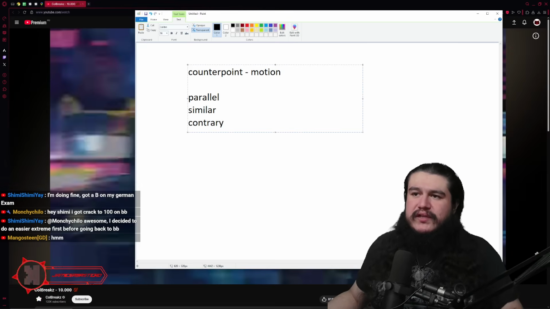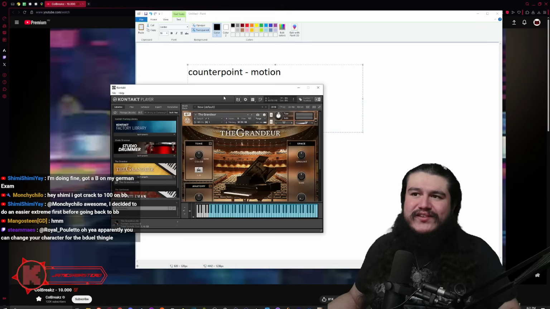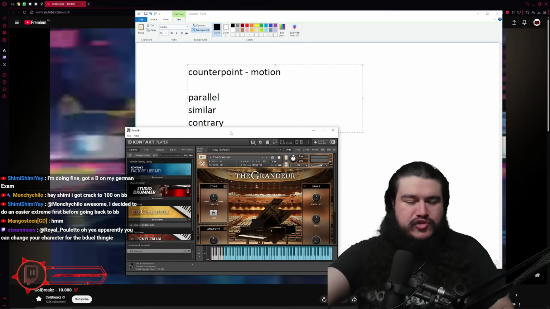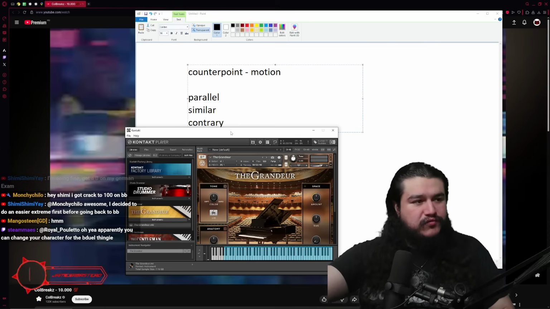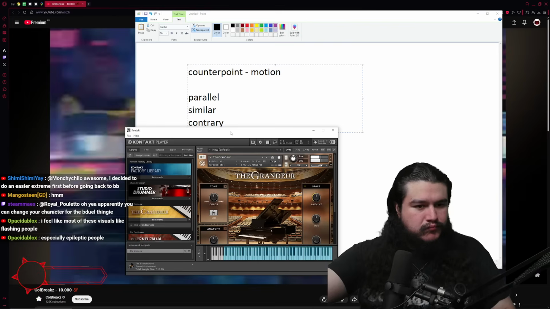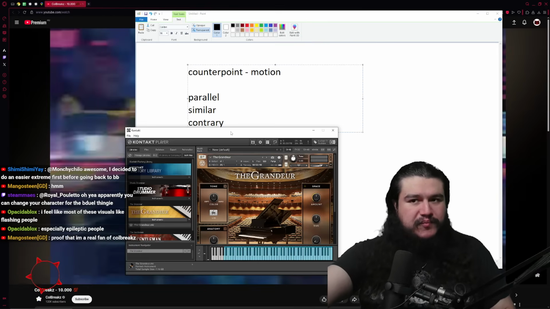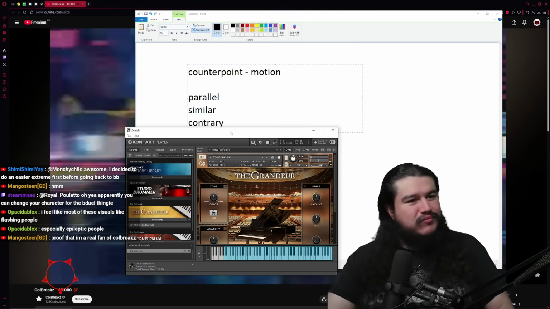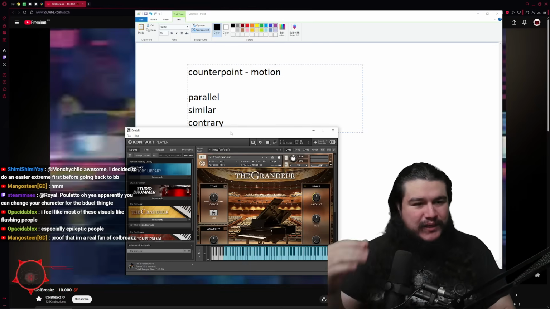Parallel motion means that both melodies are doing the exact same shape, just starting from a different point. So if we bring the same major over here, we do this on C, and then from a different point, in this case, E. If we do them both at the same time, both are playing the same shape, we get a harmonized melody, which is parallel motion.